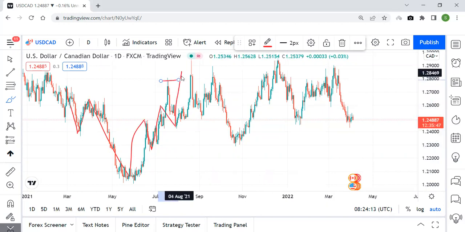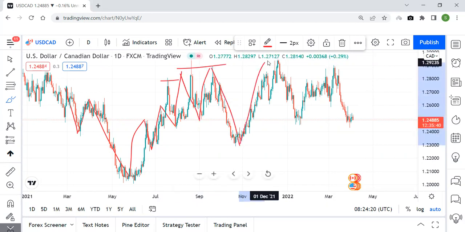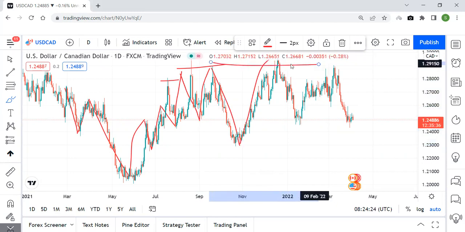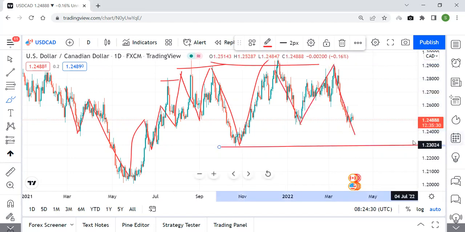This is where the break happened. We got a pullback. We got another move to the upside. We get this double top. From here, the market keeps on going down. We got another pullback again, and then as you can see, the market went back to the double top, and then we get this move to the downside, and then we get the consolidation. So the market is still consolidating on the daily time frame.